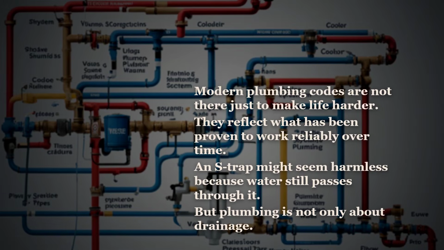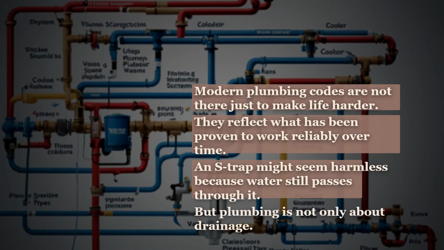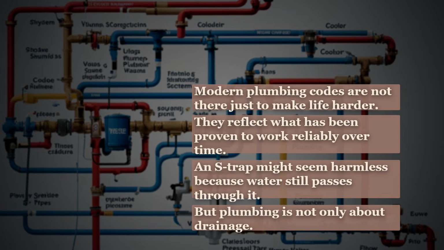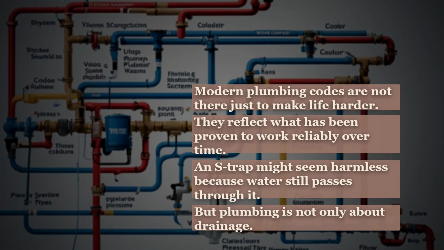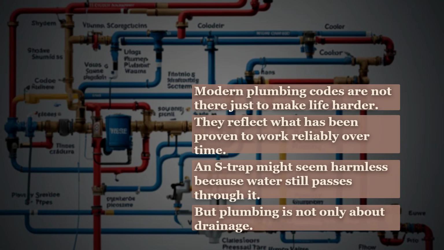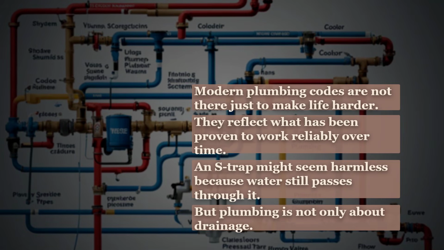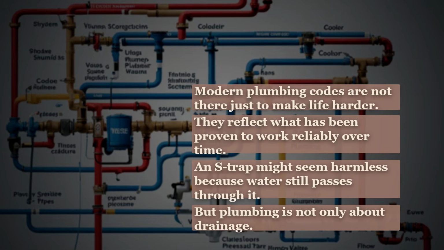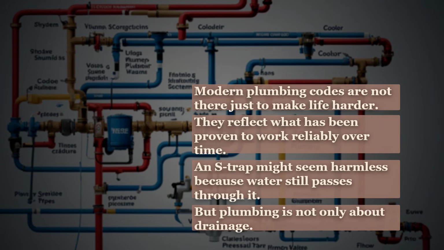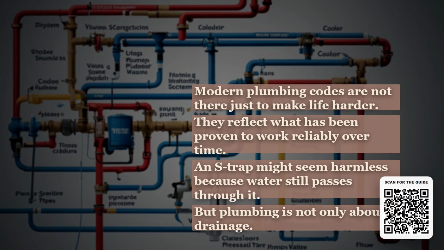Modern plumbing codes are not there just to make life harder. They reflect what has been proven to work reliably over time. An S-trap might seem harmless because water still passes through it. But plumbing is not only about drainage. It is about drainage, air pressure, venting, sanitation, and long-term stability. A design that can lose its seal under normal use is not dependable enough for modern standards. That's the whole issue in one sentence.